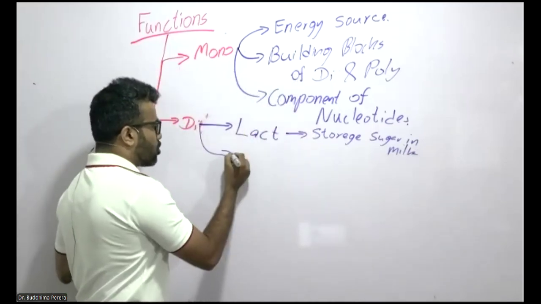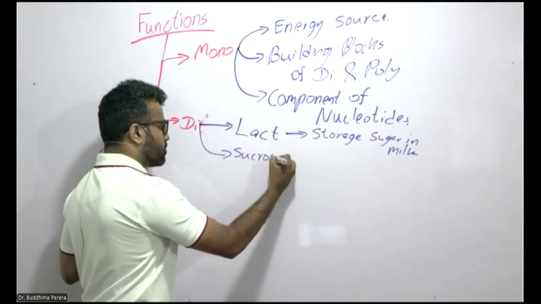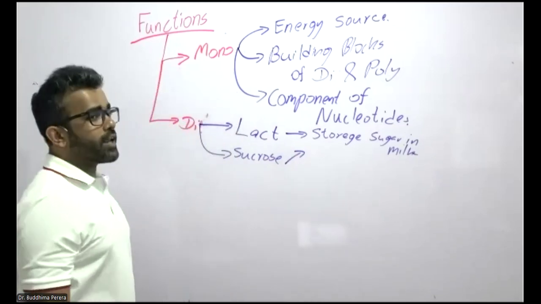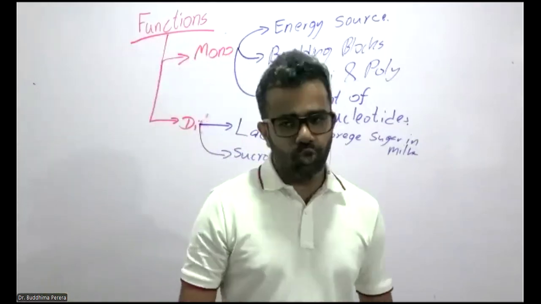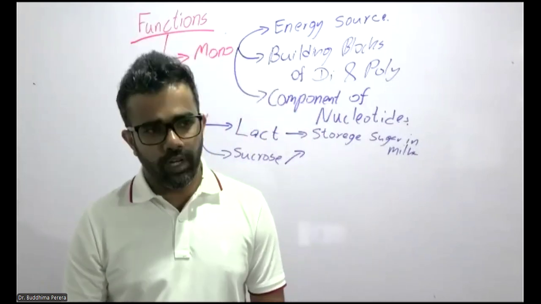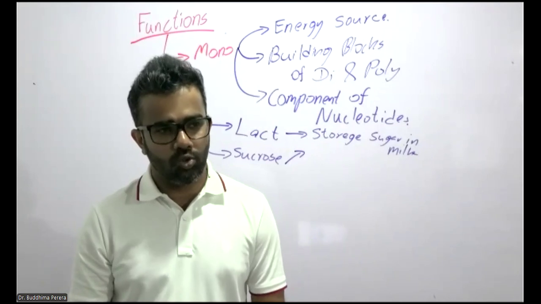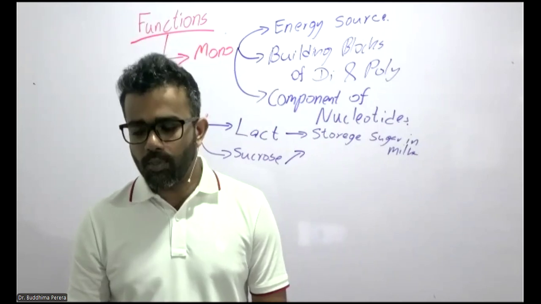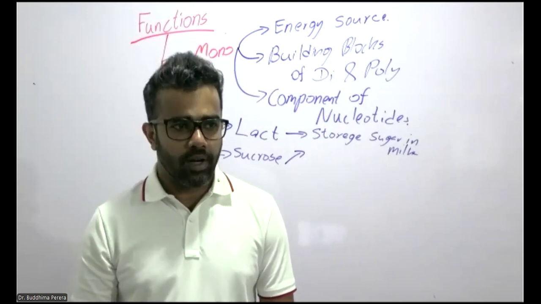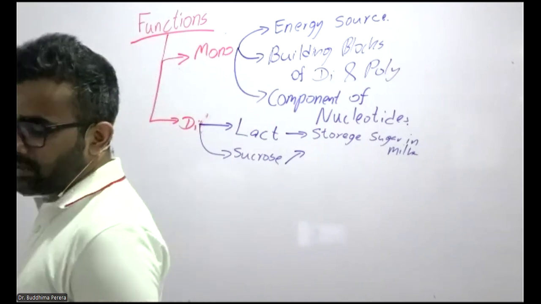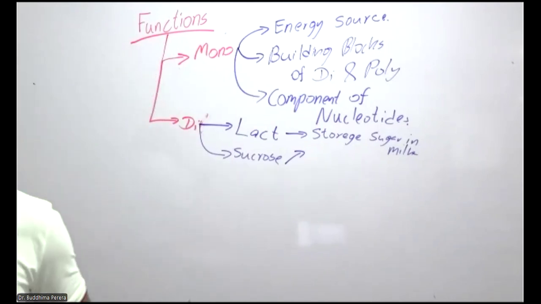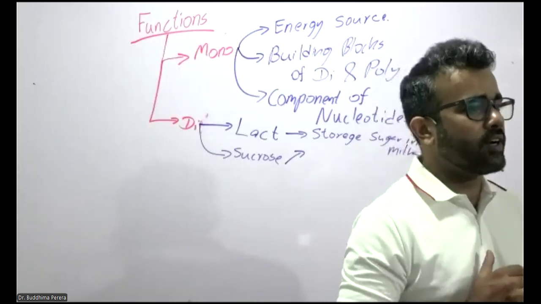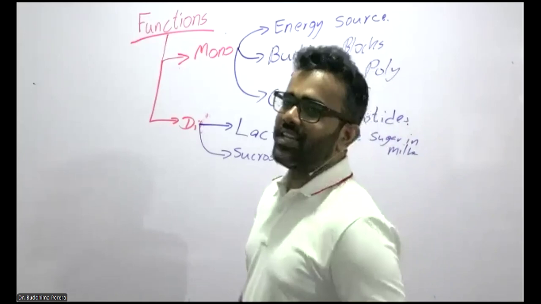Then sucrose. Sucrose is the storage sugar in sugarcane. Usually plants store carbohydrate as starch, right? But in sugarcane, carbohydrates are stored as what? Sucrose. That's why we eat sugarcane.